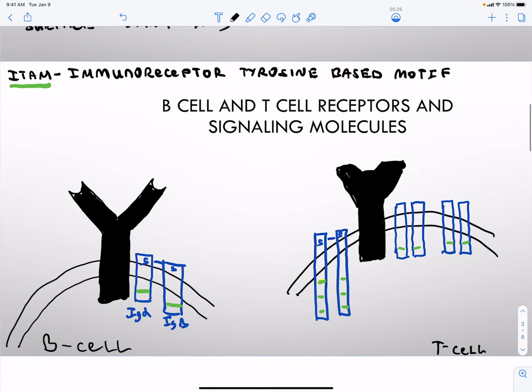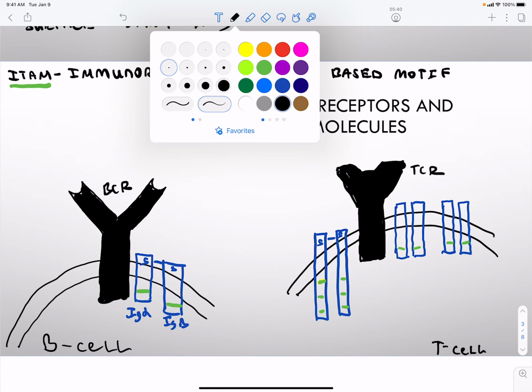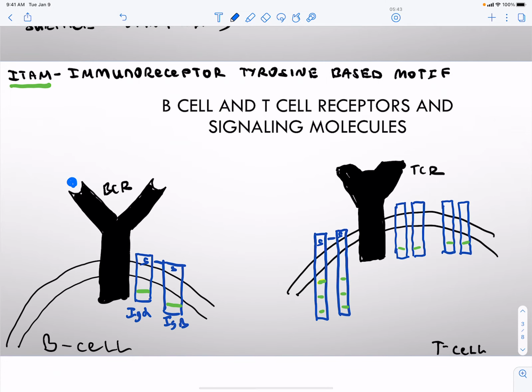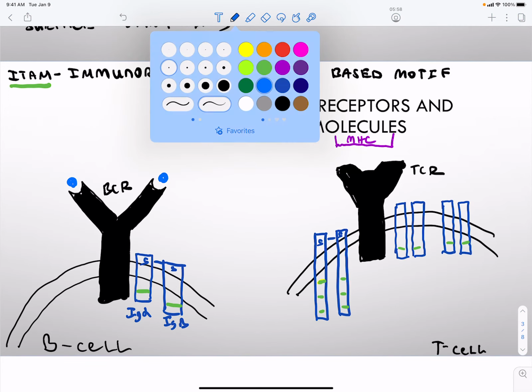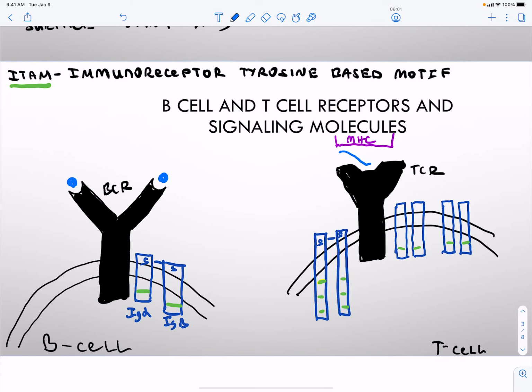Okay, so let's look a little bit more carefully at the molecules that are involved in B cell and T cell receptor and signaling. So I have here a B cell receptor, and I have here a T cell receptor. Now, a B cell receptor, as we've mentioned, can see antigen directly. So it can bind to these little blue circles directly. A T cell receptor cannot see antigen directly. It has to see it associated with an MHC on another cell, and I'm not drawing the other cell right now.